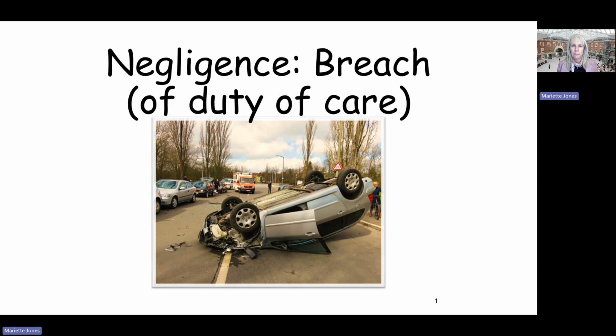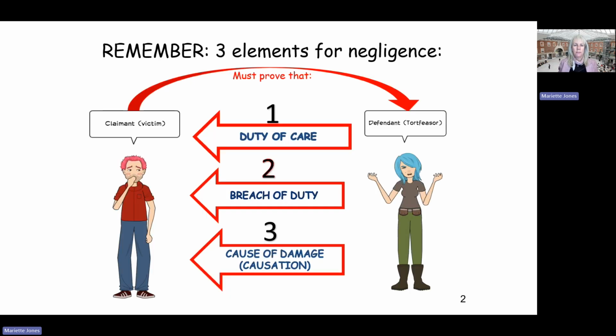Everyone, and welcome. In this short video, we're focusing on the second element of the tort of negligence, namely breach of the duty of care. Remember, for a successful negligence claim, a claimant must prove three things. Firstly, the defendant owed them a duty of care. Secondly, that the defendant breached that duty. And thirdly and finally, that the breach actually caused the damage that was suffered by the claimant.